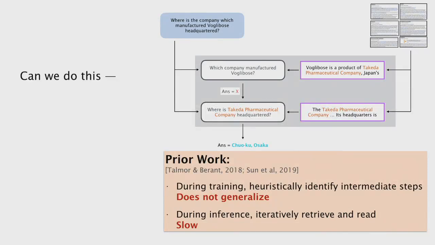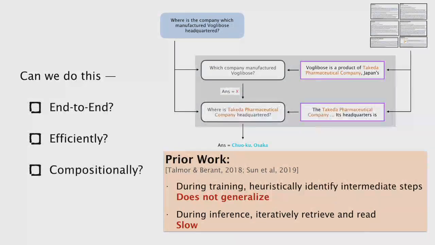So instead, I'm going to try to answer the question of whether we can do this end-to-end. Can we do this without relying on heuristics to find these intermediate sub-questions? Can we still do this efficiently against a very large text corpus, maybe all of Wikipedia? And by efficient, I mean in very fast runtime. And can we still maintain this nice compositional nature of answering the question in these two steps, this interpretability of first answering the first sub-question and then the second?